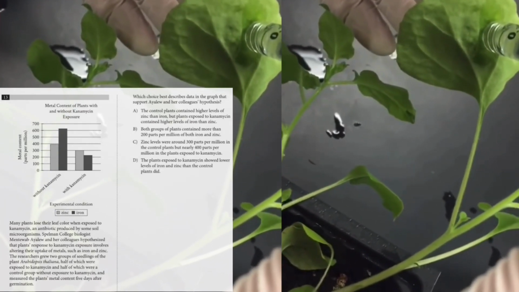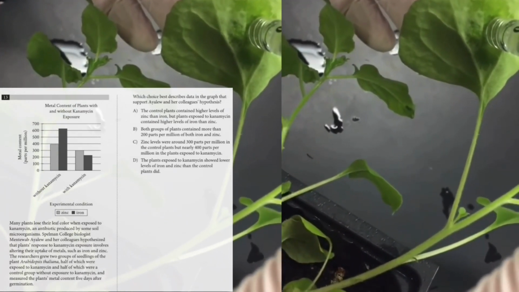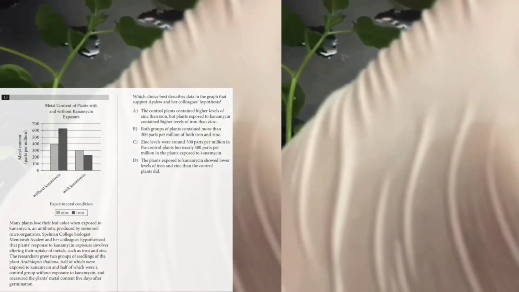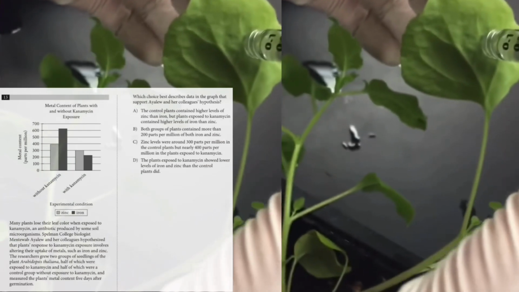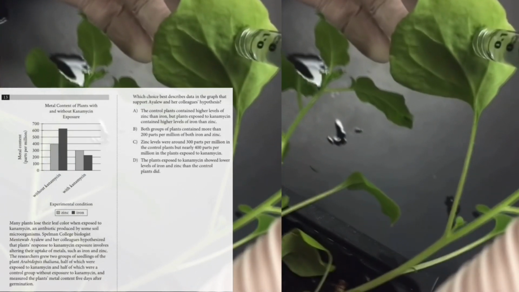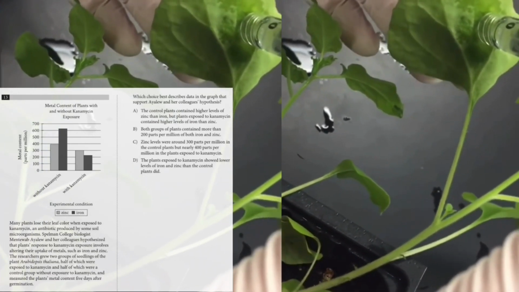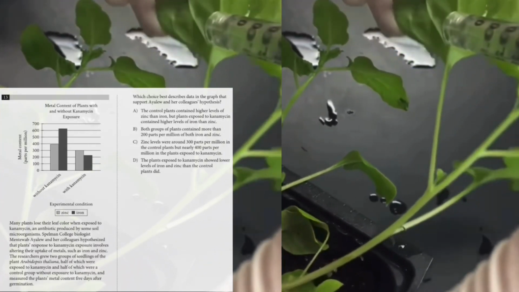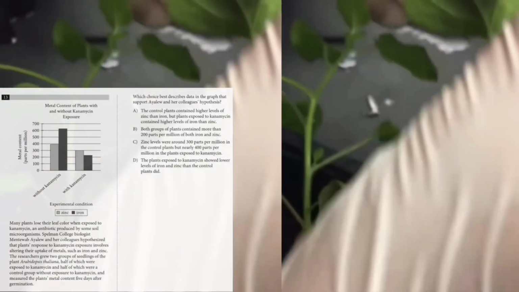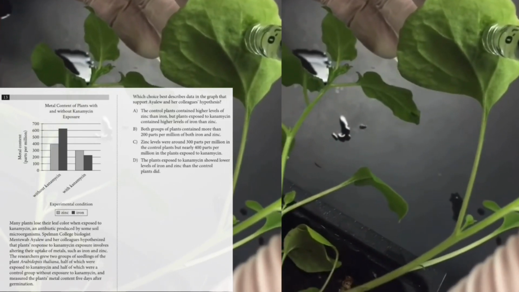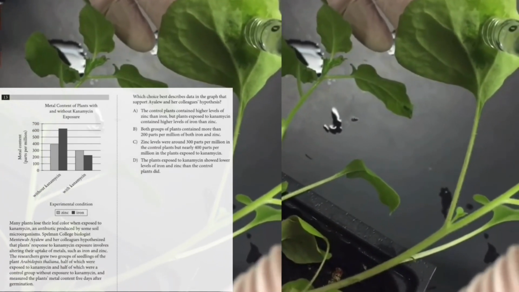A. The control plants contained higher levels of zinc than iron, but plants exposed to kanamycin contained higher levels of iron than zinc. B. Both groups of plants contained more than 200 parts per million of both iron and zinc. C. Zinc levels were around 300 parts per million in the control plants, but nearly 400 parts per million in the plants exposed to kanamycin. And D. The plants exposed to kanamycin showed lower levels of iron and zinc than the control plants did.